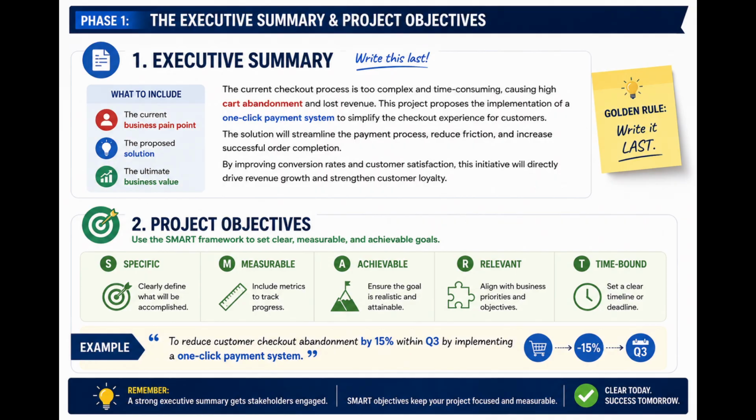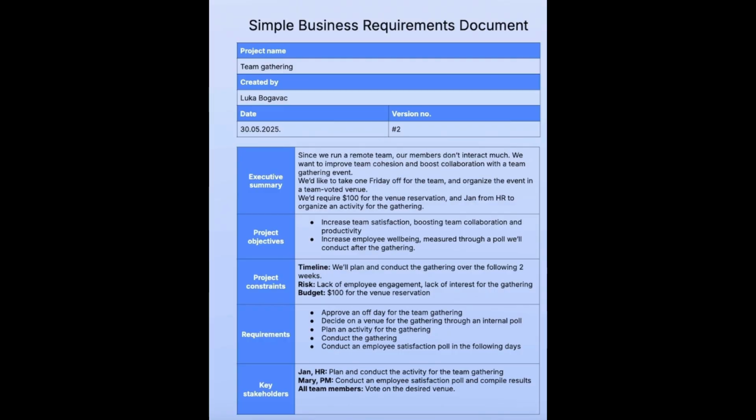value. Directly below this, you will establish your project objectives using the SMART framework to anchor your project to reality, shifting away from vague goals to highly specific targets like reducing customer checkout abandonment by 15% within the third quarter.